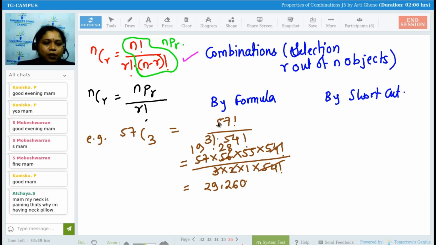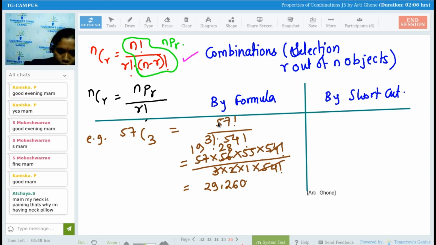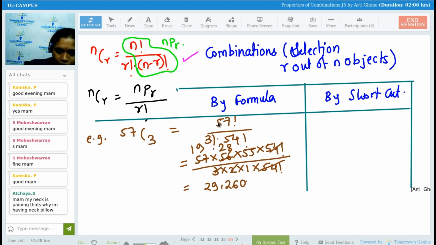Okay. So the traditional method is clear. The formula method is clear, because you need to give a stepwise calculation in your state board pattern examination. Clear? If this is understood, please proceed, reply in the chat box yes ma'am or no ma'am. Repeat whatever you want to tell me. So this is by formula: 57 factorial upon 3 factorial into 54 factorial.